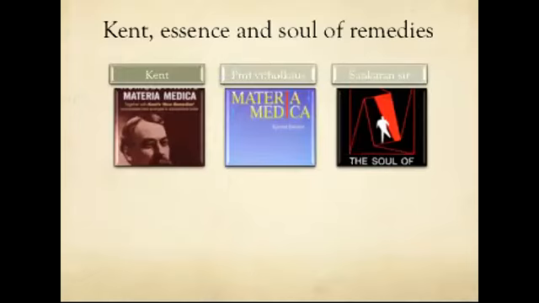In the final year and internship, one should start with Kent's Lectures on Homeopathic Materia Medica, Essence of Materia Medica by Professor Vithoulkas, and The Soul of Remedies by Shankaran sir. These books will strengthen your fundamentals in terms of understanding the drug pictures.